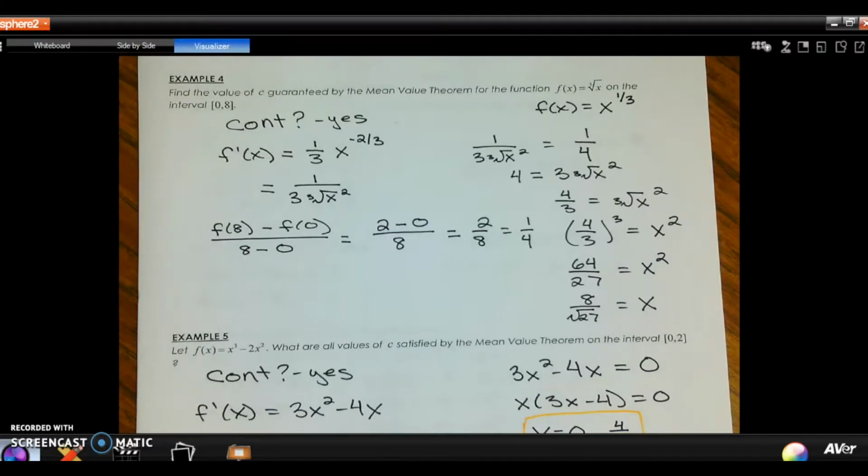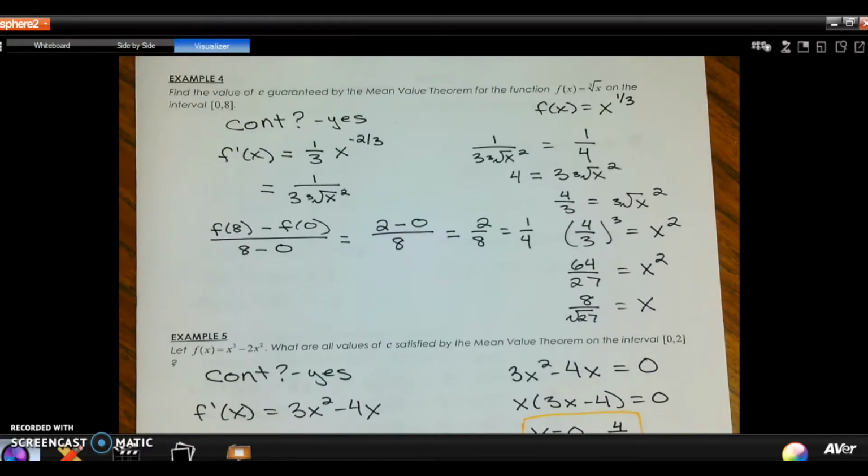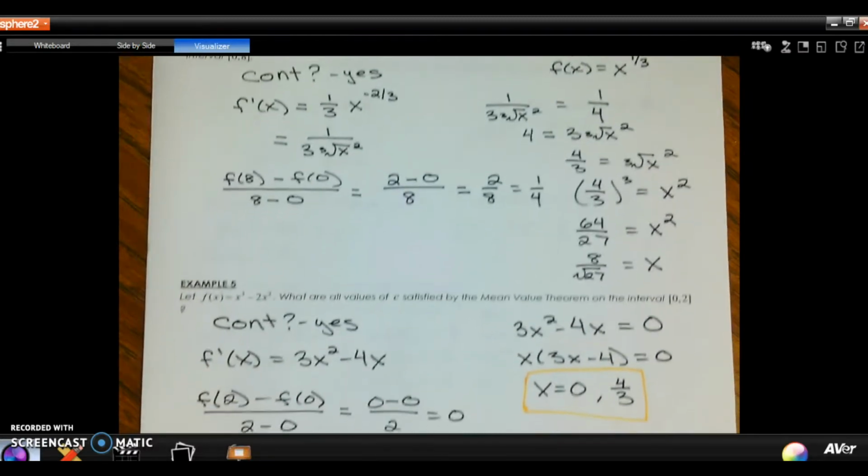But I have a value for x there that's guaranteed by the mean value theorem. So again, for the mean value theorem, your goal is to make sure that it's continuous. You're going to take a derivative. Then you're going to find the slope using that average rate of change formula, and you're going to set the derivative equal to that and solve for x. And that's all there is to it, to the mean value theorem.